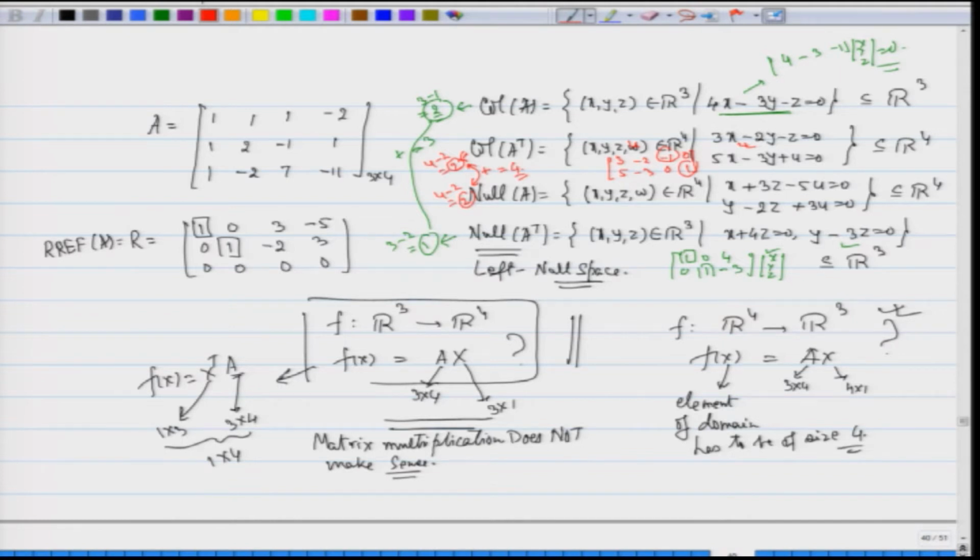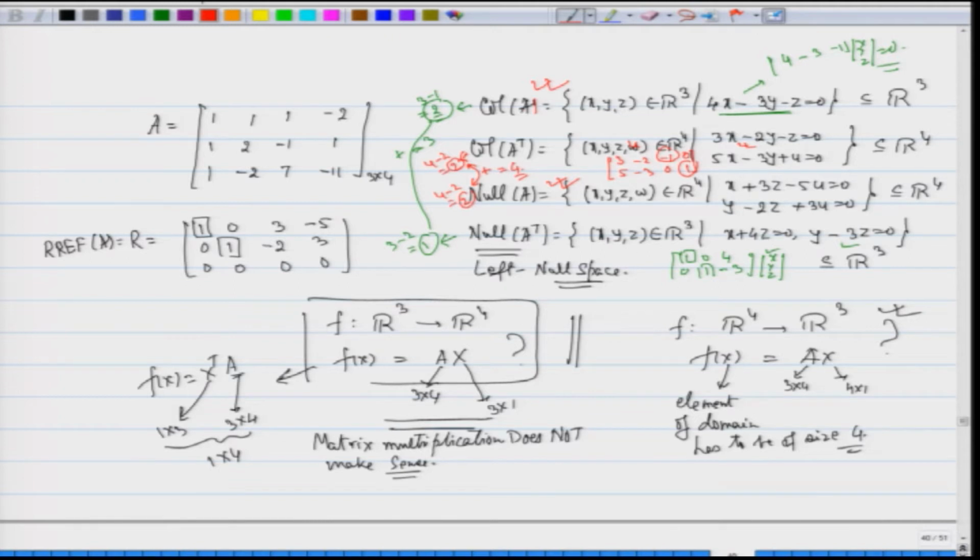The other thing is, is there some relationship between the column space of A and the null space of A? So, the idea is to understand the relationship between these spaces one after the other. First we will try to understand the relationship between the column space of A and the null space of A, and that is called the rank nullity theorem.